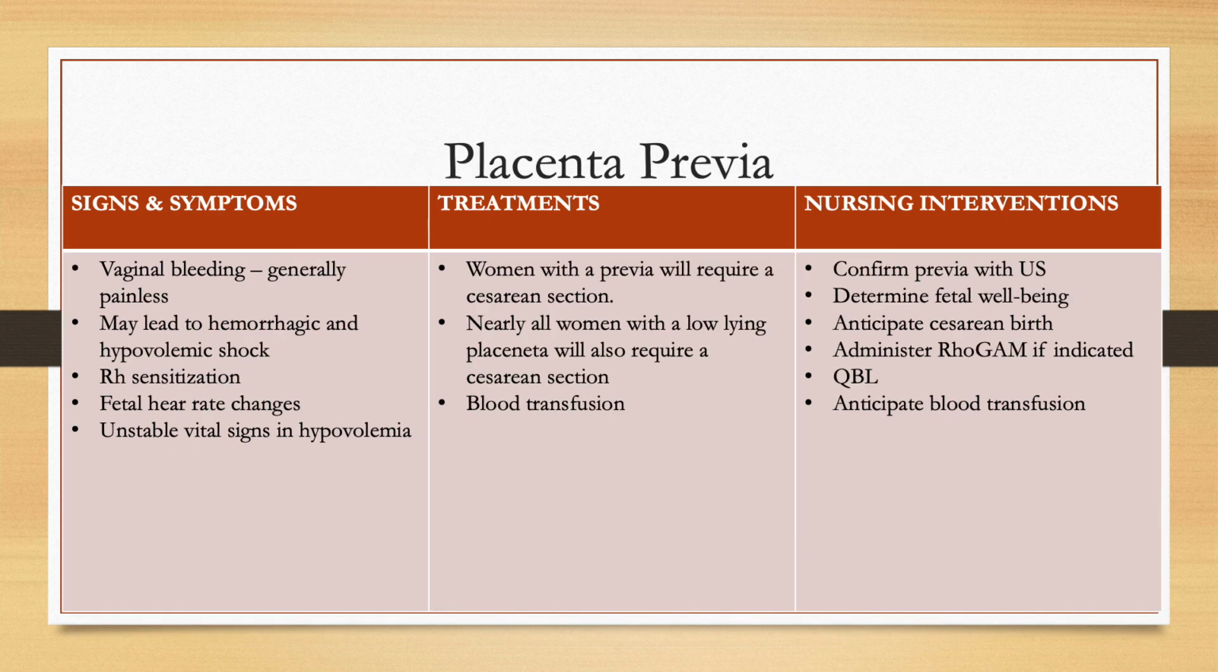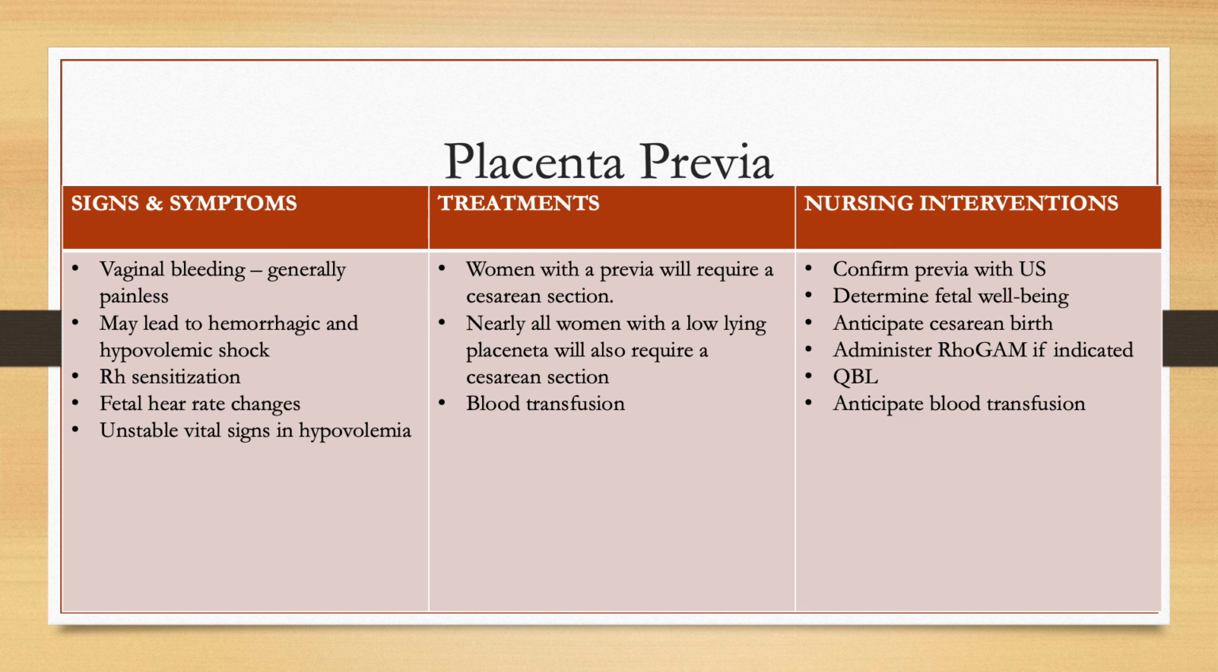Then we have placenta previa, okay? Like I said before, placenta previa is when the placenta is covering the os or obstructing the exit where the baby is supposed to be coming out. So what are some of the signs and symptoms that we're going to see that you as a nurse need to be able to identify? Okay, vaginal bleeding. It is generally painless. Most of the times it's bright red vaginal bleeding. It may lead to a hemorrhagic or hypovolemic shock. Rh sensitization, of course. This is why we have to administer RhoGAM if it's indicated, if she's Rh negative.